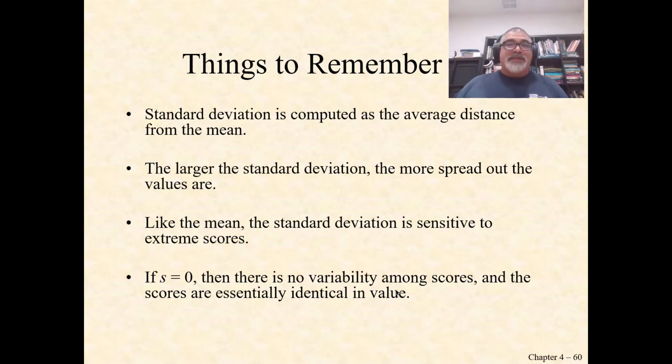Like the mean, the standard deviation is sensitive to extreme scores because it's the average deviation from the average. So if you have an extreme score, it will pull it up or down. And if S, the standard deviation, ends up being 0 or very close to 0, that means there's little to no variability in the scores. And you would even see that in the data.